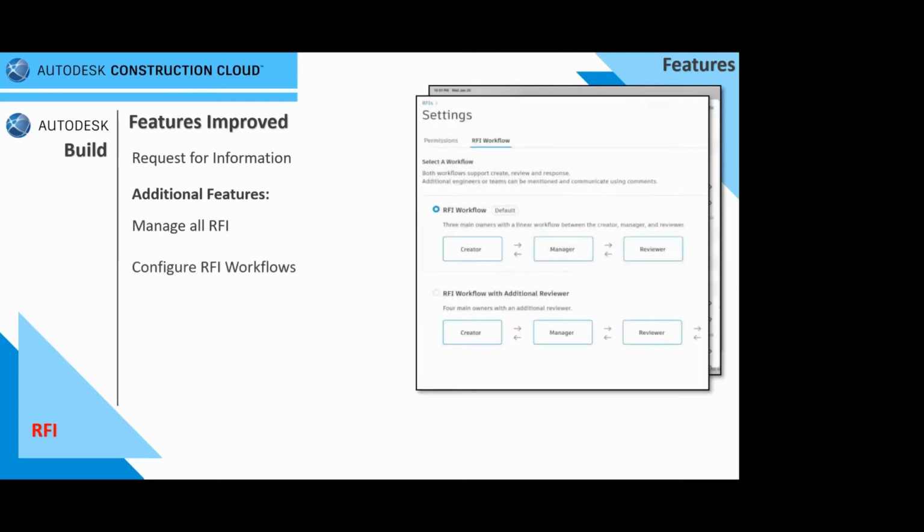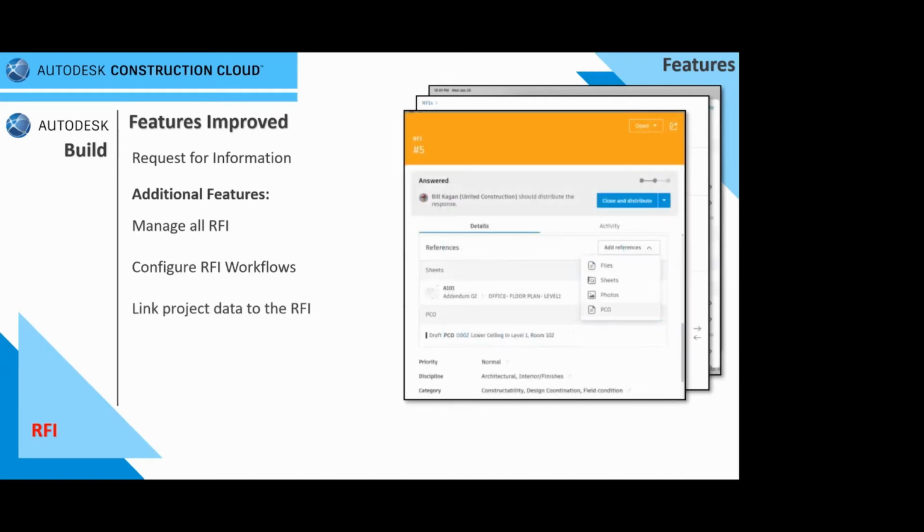Remember, you configure the RFI workflow. So the idea here is one size does not fit all. However, you can customize your construction RFI workflow to meet your project needs. So designate RFI actions for individual users, roles, or companies, including control over who can submit that specific information. Then link your project data to the RFI. I cannot stress this enough, but link files, sheets, photos, PCOs to your RFI.